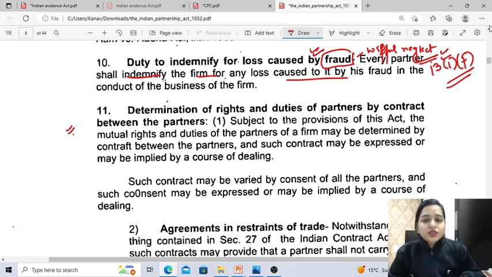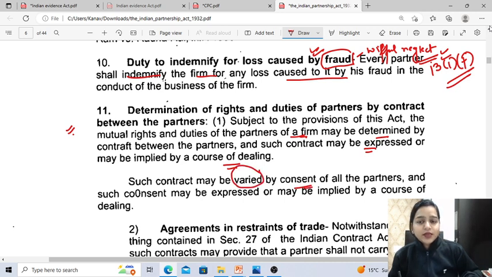नाउ डिटर्मिनेशन ऑफ द राइट्स एंड ड्यूटीज ऑफ द पार्टनर्स बाय कॉन्ट्रैक्ट बिटवीन द पार्टनर्स. So the mutual rights and duties of the partners of a firm may be determined by the contract between the partners, and that contract may be expressed or may be implied by a course of dealing. तो ऐसे कॉन्ट्रैक्ट को ऐसा नहीं है कि वेरी नहीं किया जा सकता. Such contract may be varied by the consent of all the partners, and the consent may be expressed or implied by a course of dealing. So this is what is written in section 11.